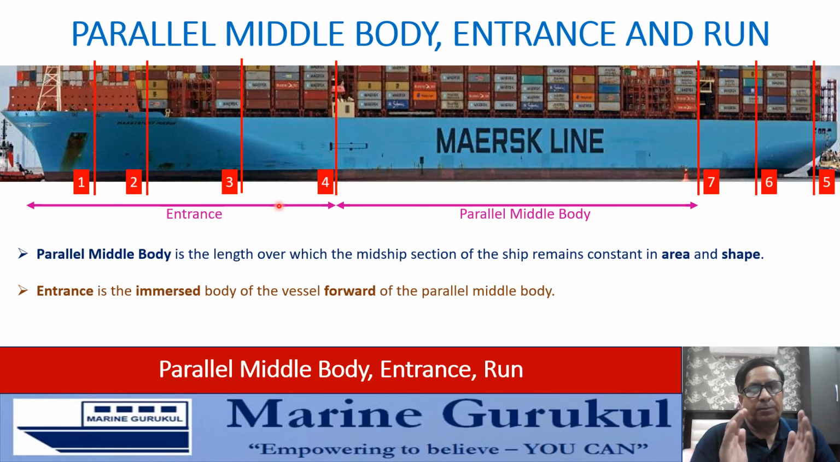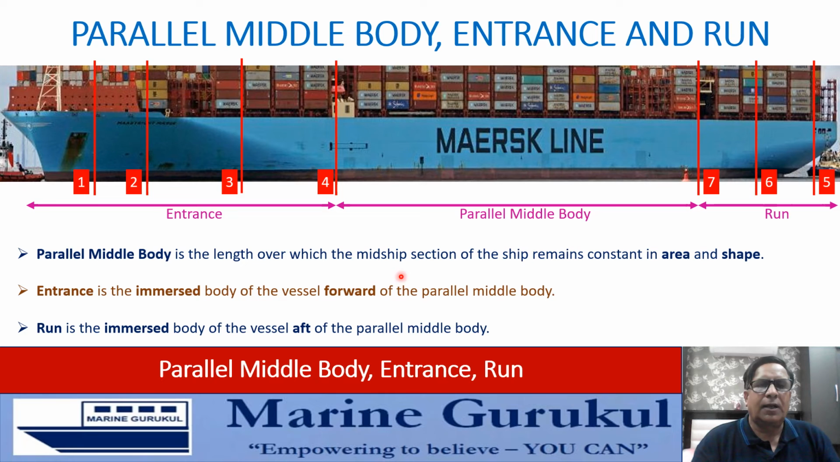Now here, please remember, entrance is the immersed part of the hull of the vessel forward of the parallel middle body. So the immersed part over this length is called the entrance. And likewise, the part aft of it, which is running behind, is called the run. So this immersed part of the hull over this length is called the run. Run is the immersed body of the vessel aft of the parallel middle body. So we have the parallel middle body, we have entrance, and we have run.